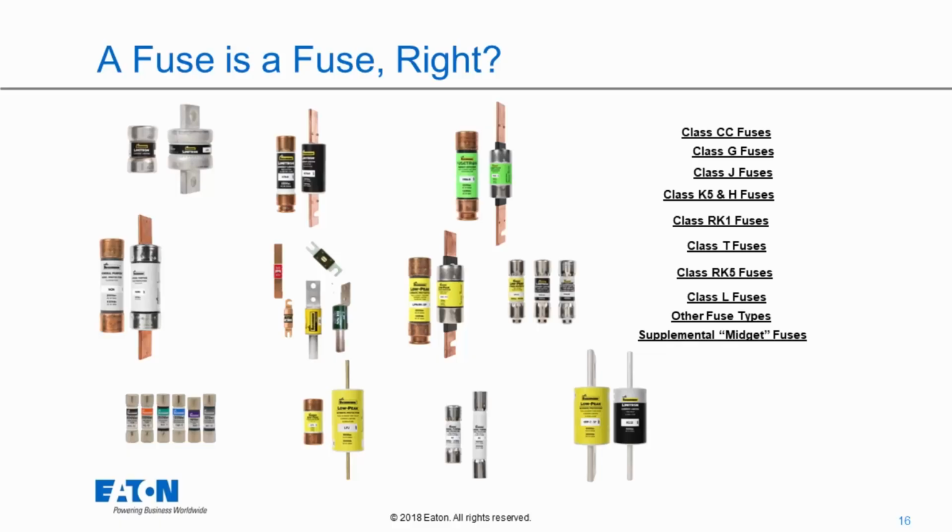So if we look at this page, you'll see a bunch of different types and styles of fuses. We've got Class CC, Class G, Class J, Class K5 and H, RK1, T, RK5, L, and some other fuse types, including supplemental fuses, as well as some cable limiters that are on this page. And we're going to go through these, class by class, just to let you know where they're used and how to use them. Are there any pitfalls or issues, are there advantages to one over the other? That's why we're here today. So hopefully we can straighten some of those questions out.